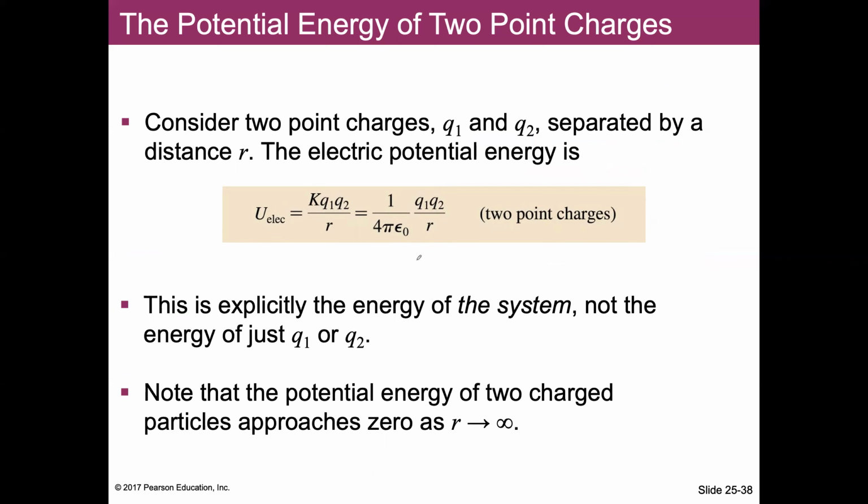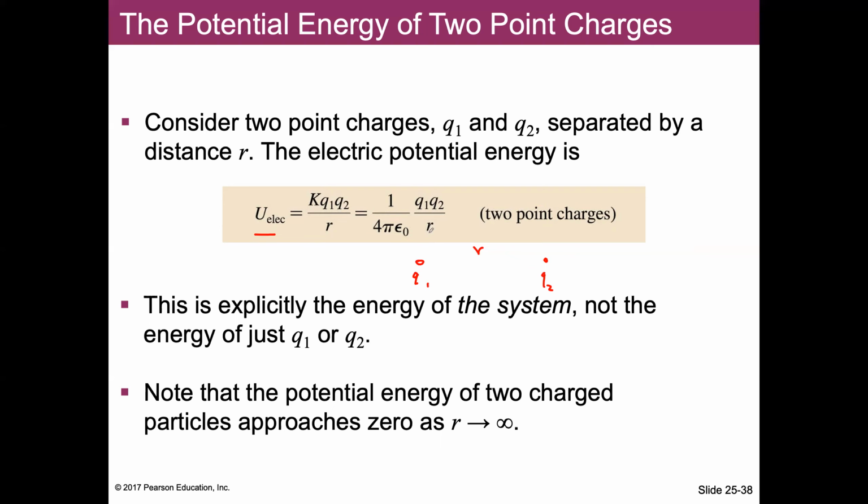So if you have a Q1 and Q2, and they have a distance of R, then the energy of those two charges could be calculated in this equation. But this energy is the energy of the whole system, which contains Q1 and Q2. We cannot say Q1 has energy of this or Q2 has energy of this. We only say the system of Q1 and Q2 has energy of this term.